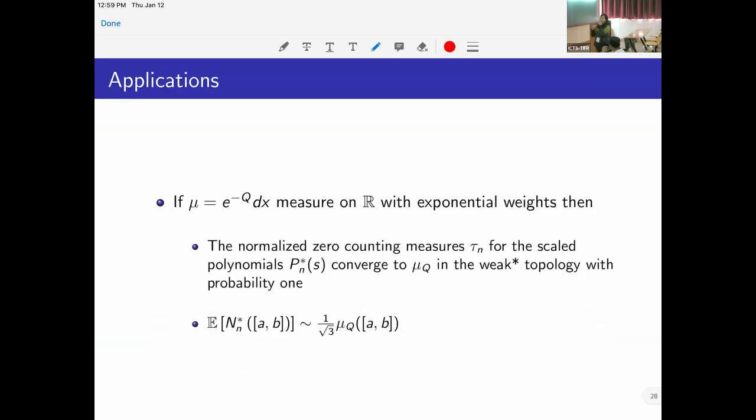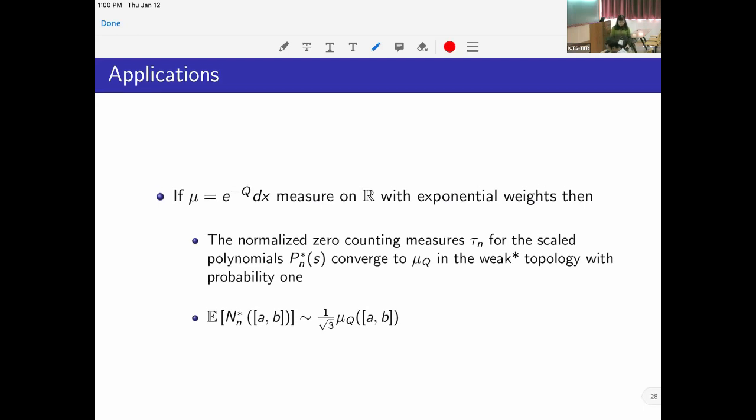Using the framework of local universality, we were able to show that if the measure mu is a measure on R with exponential weights, meaning d mu is e to the minus q dx, where q is for instance x squared or x to the power lambda, or we actually consider a wide class of exponential weights here, then two things hold. Firstly, the normalized zero counting measure tau n, also known as the empirical measure, converges to some equilibrium measure, mu q, in the weak star topology with probability 1. So that is the global universality.